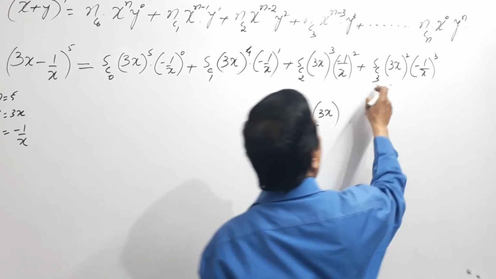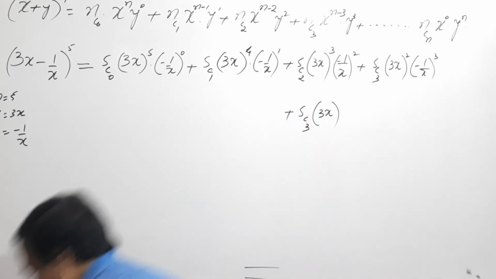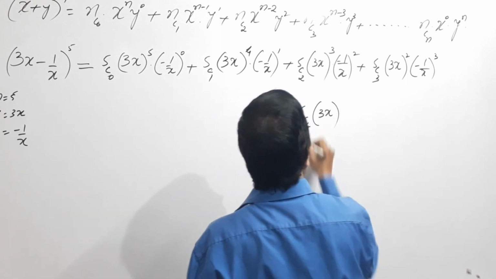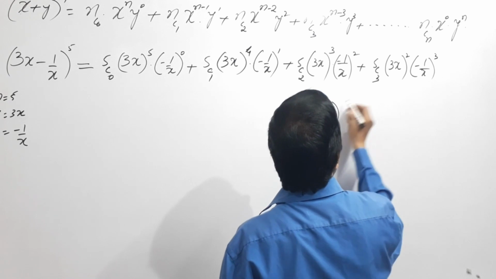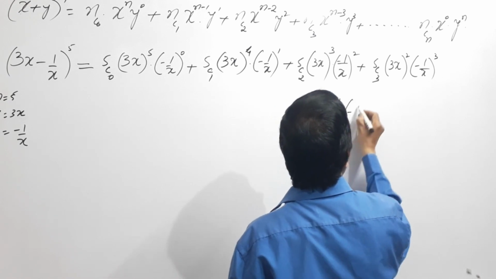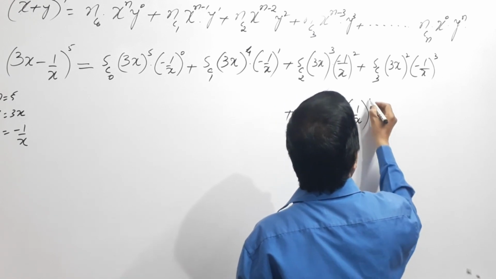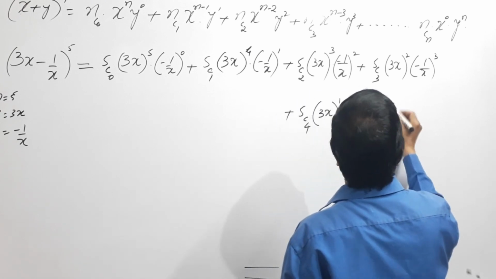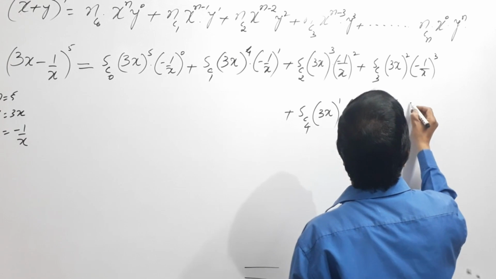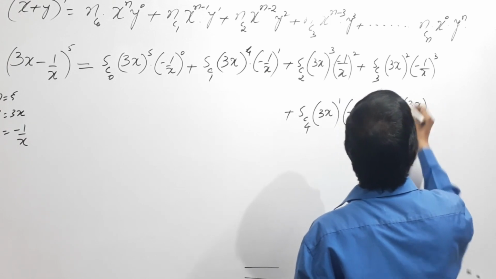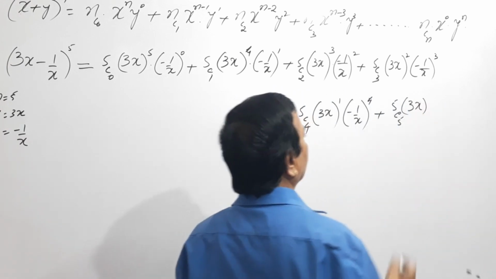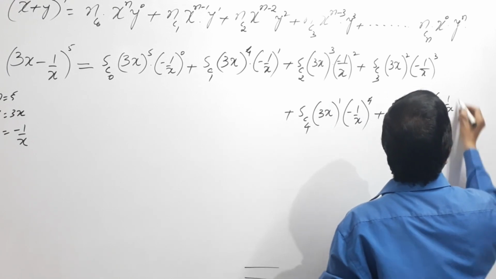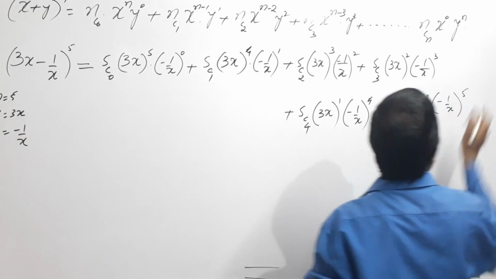Plus 5c4, sorry, 5c4, 3x to the power of 1, this becomes minus 1 by x to the power of 4, plus 5c5, 3x to the power of 0, this is minus 1 by x to the power of 5.